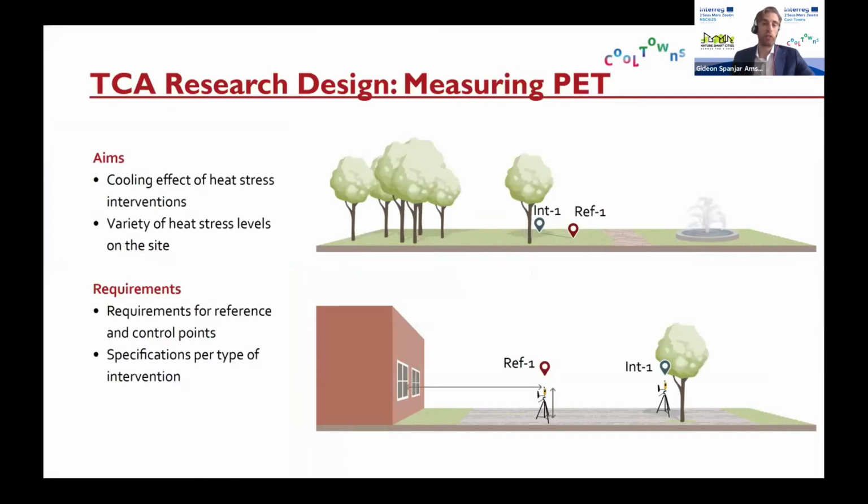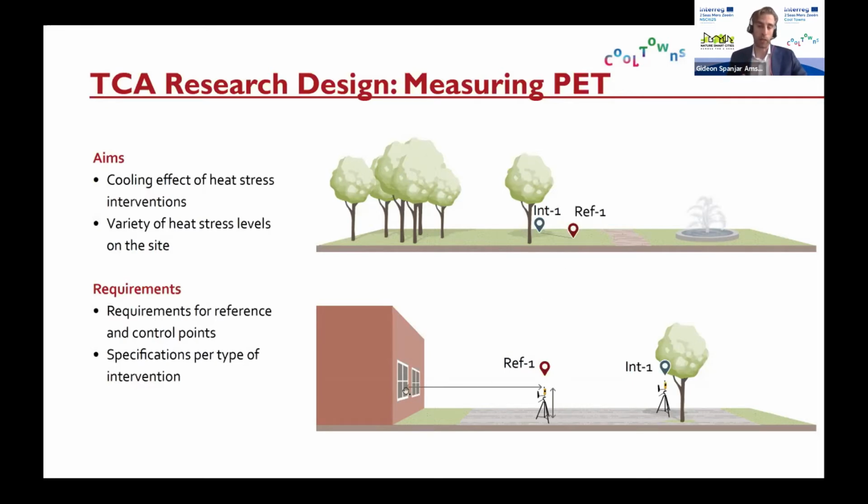And then we also have measuring the PET for different aims. Cooling effect of heat stress interventions, to investigate that, and the variety of heat stress levels, as I mentioned already, on the site. And it needs different requirements. I think you always need to have a reference point. You have an intervention point at the center of this cooling intervention, measuring the effectiveness of this intervention. And you need a comparison with a location fully in the sun, in the open environment, to compare it to. We call it the reference point or a control point, which is a bit similar.